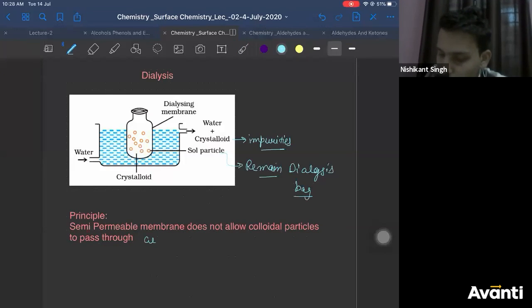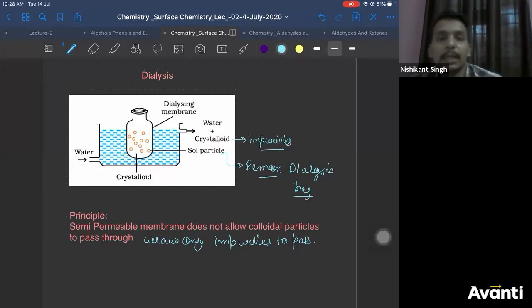It allows only what to pass through? Only impurities to pass through. Is that clear? This is a type of osmosis only, but in osmosis the solvent molecules move. Here you are moving the ions or crystalloids. Right? This is how it works. We'll take it again tomorrow.